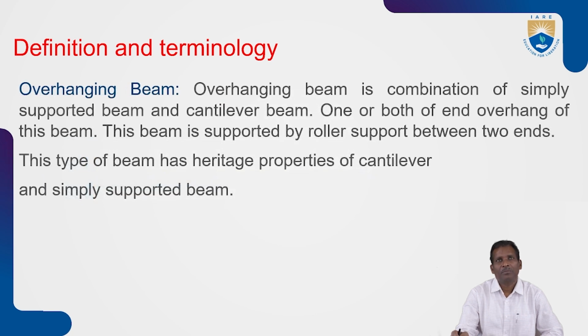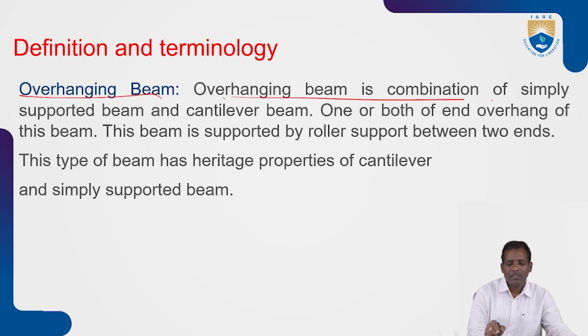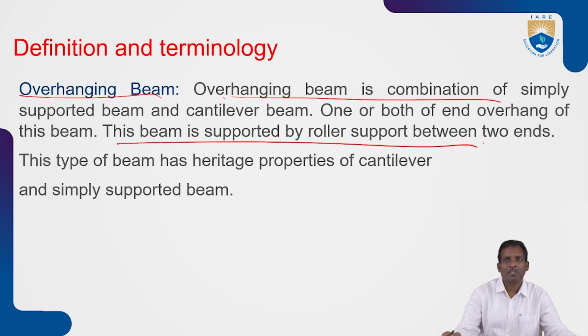Next, overhanging beam. The overhanging beam is a combination of simply supported beam and cantilever beam. One or both ends of this beam overhang. Some portion of the beam will be overhanging. This beam is supported by supports between the two ends. This type of beam has inherited properties of cantilever and simply supported beams.